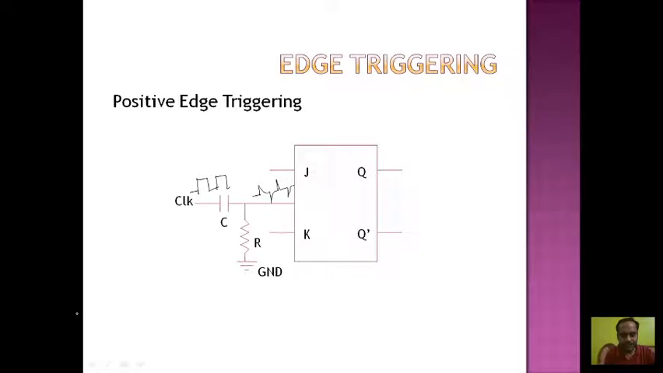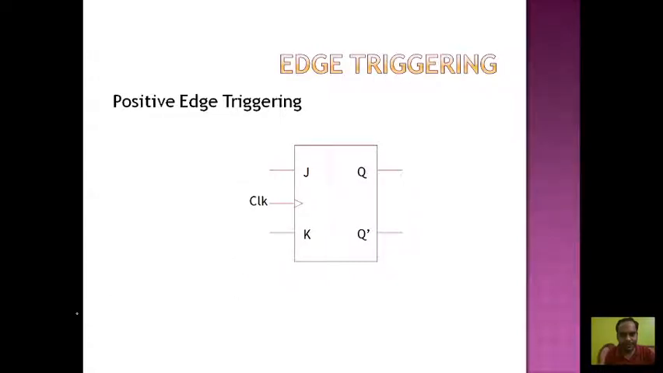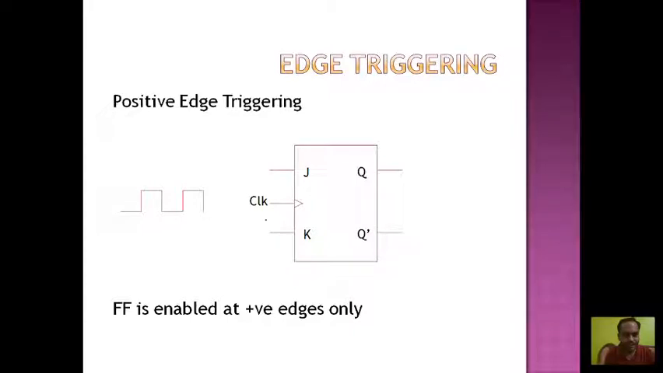This positive edge triggering can also be shown in the block diagram in the circuit like this. This negative triangle present at the clock signal indicates positive edge triggering. This means that the flip-flop will trigger at the positive edges which are indicated in the red ink. So the flip-flop will trigger on the positive edges only.